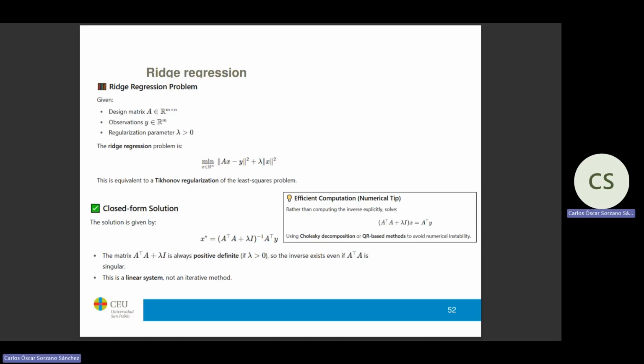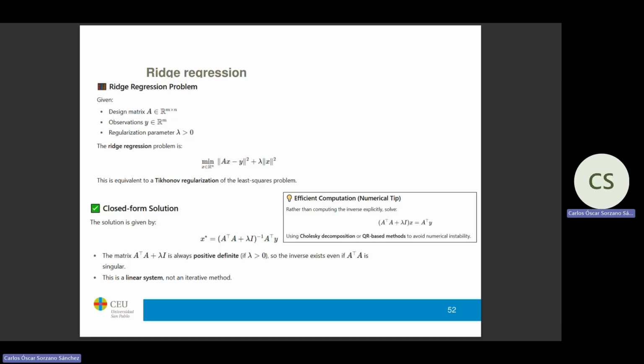And the inverse exists even if A transpose A has zero eigenvalues, because A transpose A plus lambda I does not have zero eigenvalues. So you can always invert it. And so this is another famous regression problem, ridge regression. Recognize it is almost the same solution as the least squares problem, the pseudo inverse, except that the matrix that you are inverting is modified by this penalization.